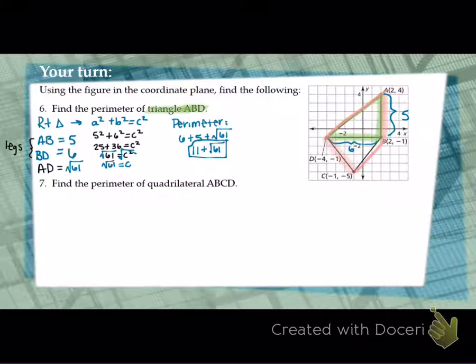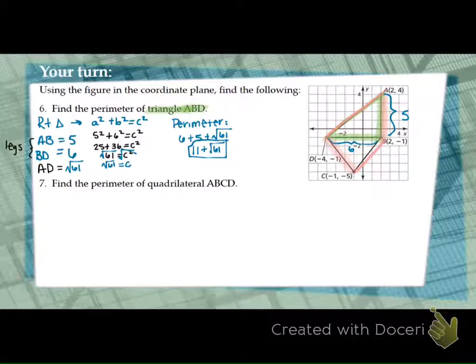It's not a right triangle, is it? So if you cannot use the Pythagorean theorem, you have the lovely distance formula. So we're going to find the length of DC using the distance formula.